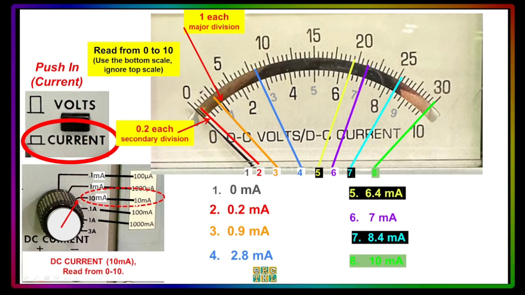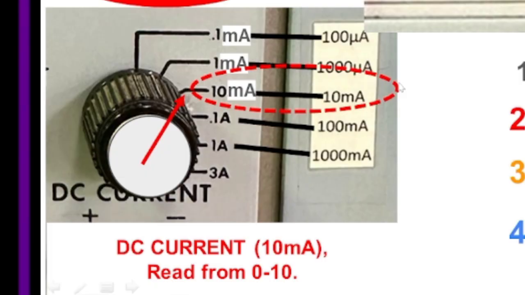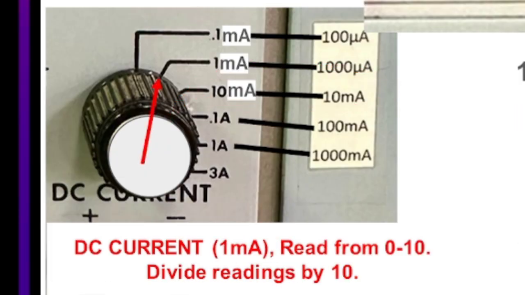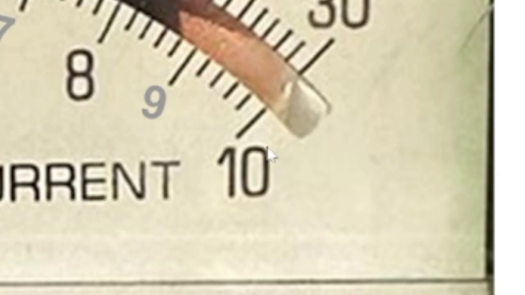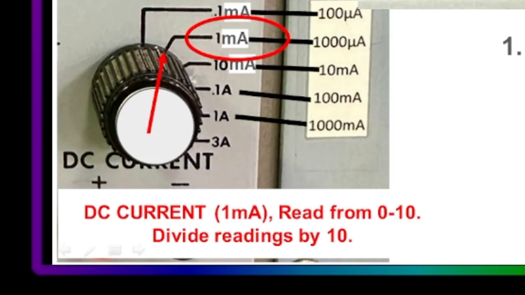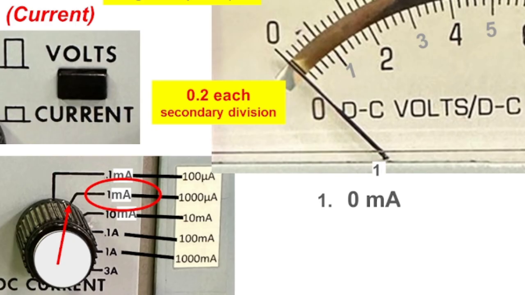So we tried the 10 milliamperes, so we already know how to read the normal way from 0 to 10. Let's move the scale to the 1 milliampere limit. What will happen if we choose the 1 milliampere limit? Of course, the limit of the scale is 10. So to get 1, we have to divide our answer by 10. Let's try the first example. We will still be reading from 0 to 10.